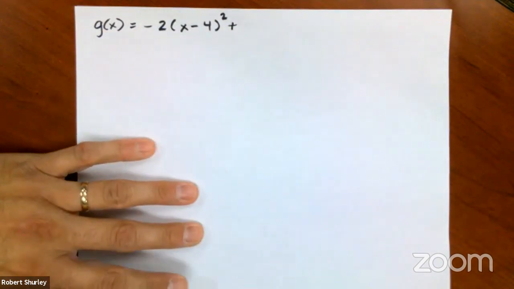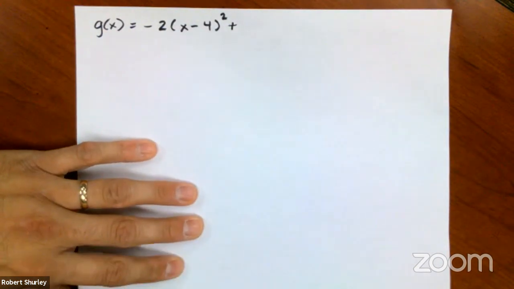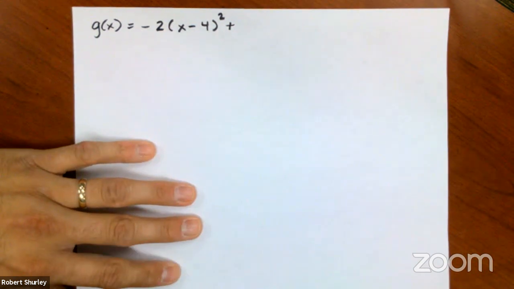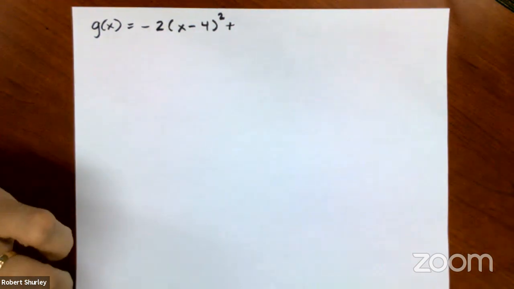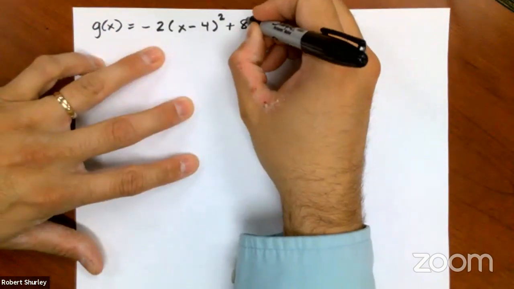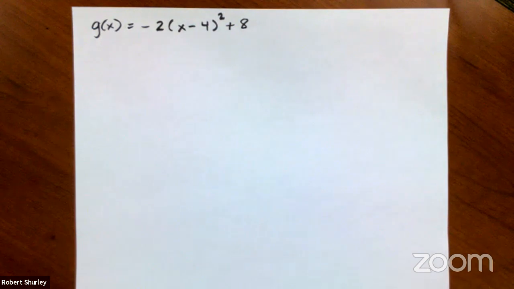Let's say plus, let's say +8. I think this will work. We'll see. Yeah, +8. So -2(x - 4)² + 8.